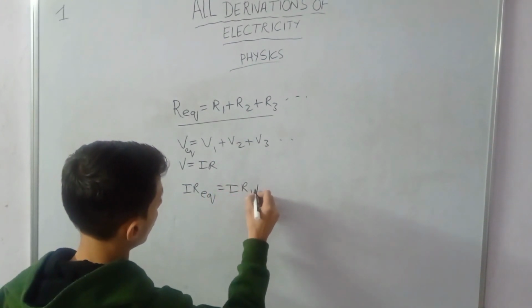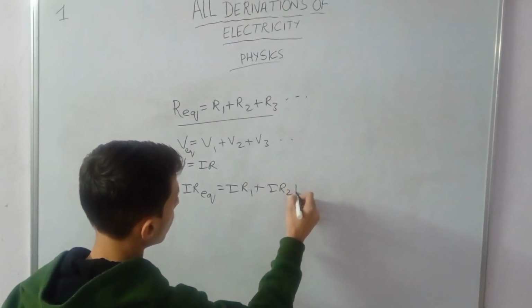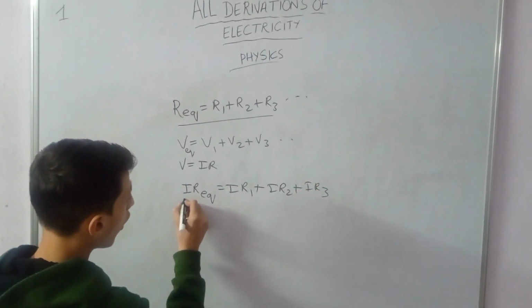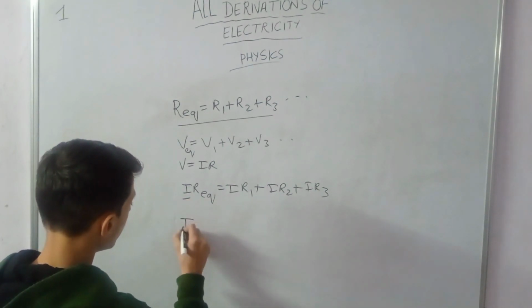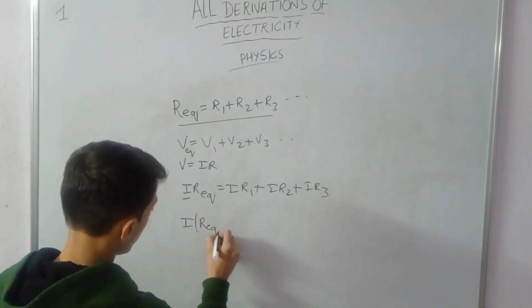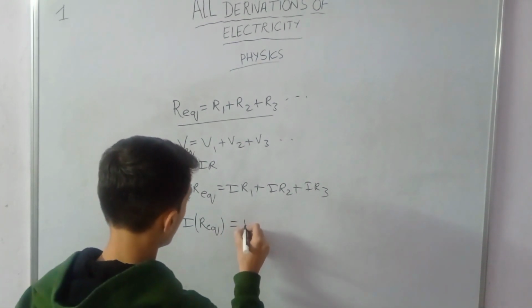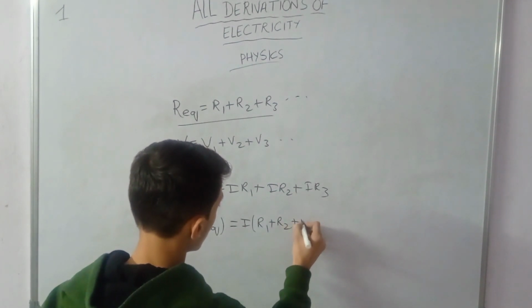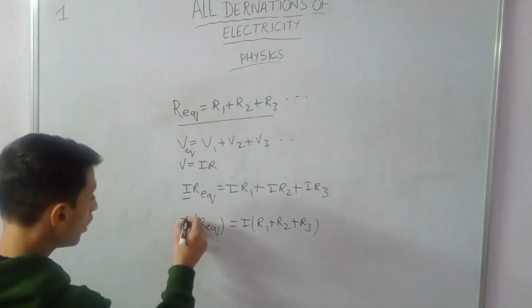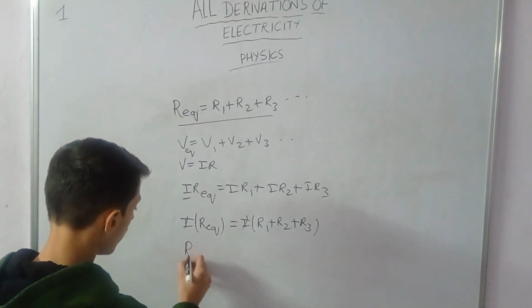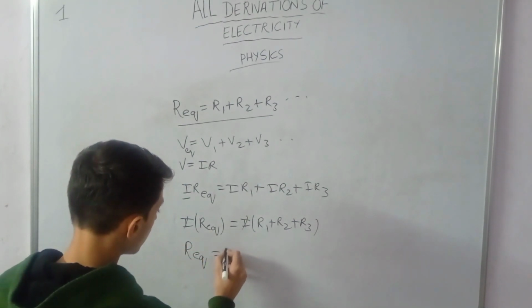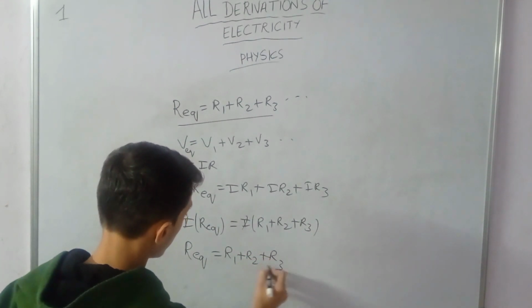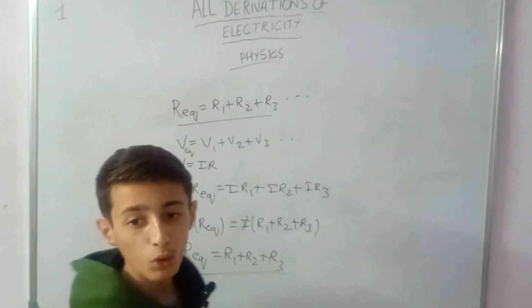IR1 plus IR2 plus IR3. Now I will take the electric current as common. So the formula becomes I R equivalent equals I times (R1 plus R2 plus R3). Now the I and I will cancel out, so the formula becomes R equivalent equals R1 plus R2 plus R3. Now I have proved this formula.